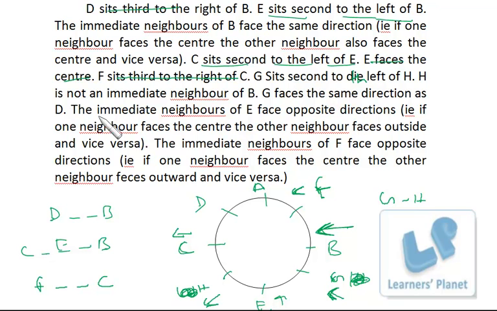Then G faces the same direction as D. G is inside, that means D is also inside. Then the immediate neighbors of F face opposite direction. So F's immediate neighbor on this side is inside, that means this is outside. Okay, so all the seating arrangement and the directions, everything has been done. Now you can answer all the questions very easily within 1 minute.